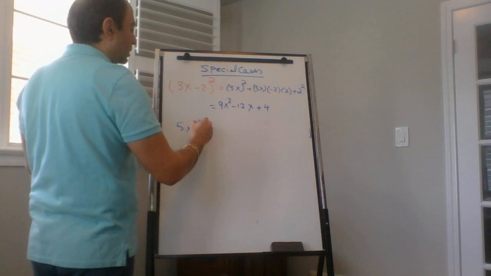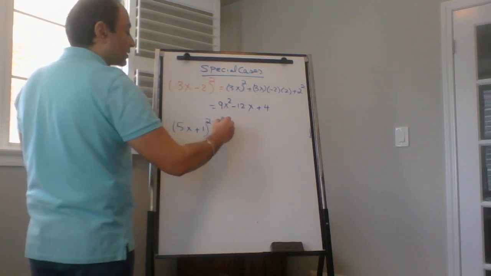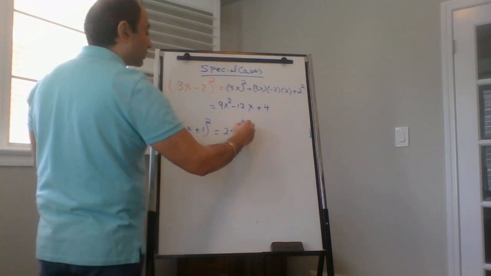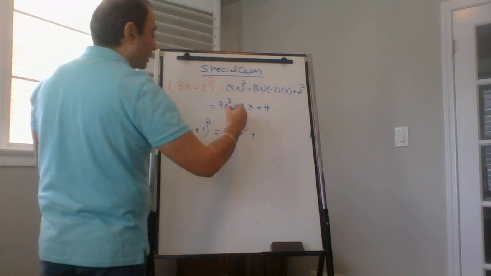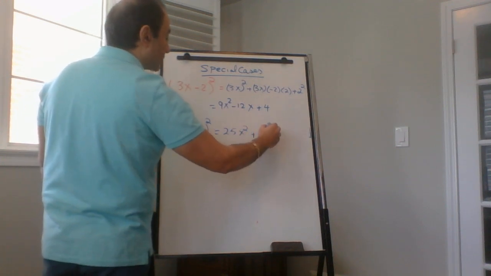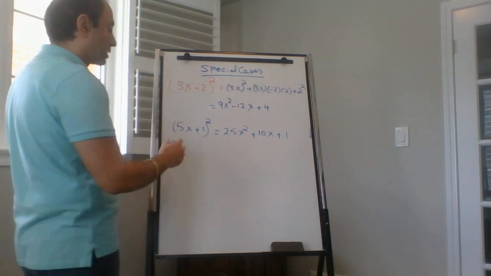(5x plus 1) squared. Square the first, so 25x squared. First times second times 2: 5x times 1 is 5x, times 2 is 10x. Square the second, it's plus 1. Okay, another example.